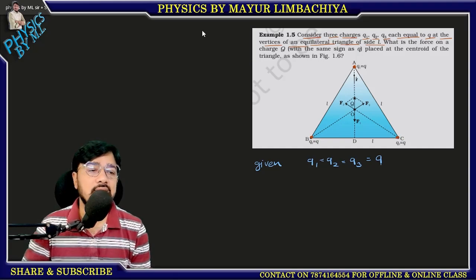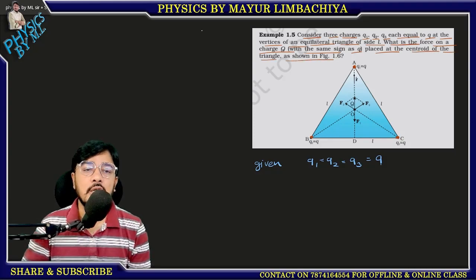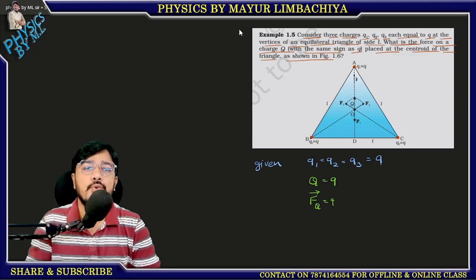Now what else did they give? What is the force on the charge capital Q, with the same sign as Q, placed at the centroid of the triangle, as shown in figure 1.6? So they gave us that capital Q, which is equal to Q, is placed at the centroid of the triangle, and we have to find out the force on capital Q. We have to find out this force. Fine.